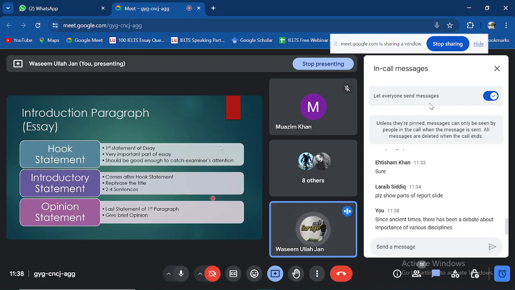After you have written your hook statement, you are supposed to write the introductory statement. It comes right after the hook statement, and here you have to rephrase the title into your own words. You can take a minimum of 2 sentences or a maximum of 4 sentences here. So, like the topic I said, I'm going to write intro statement on that.